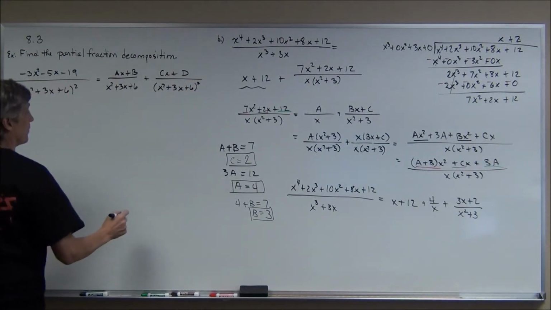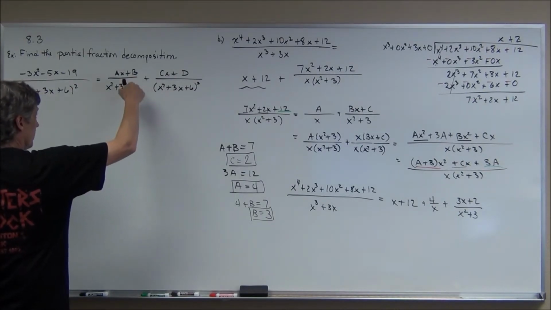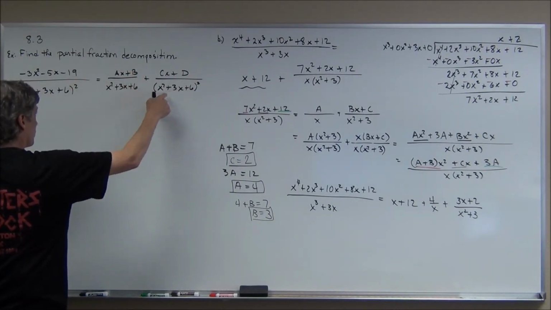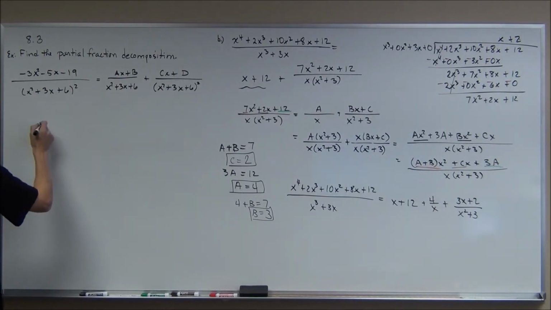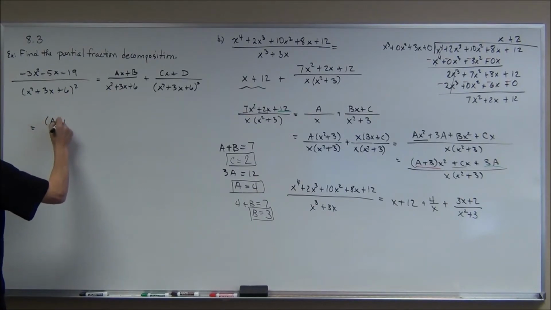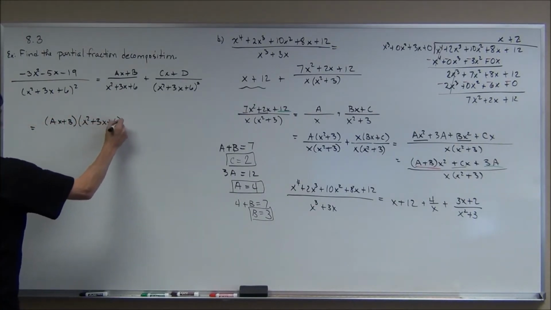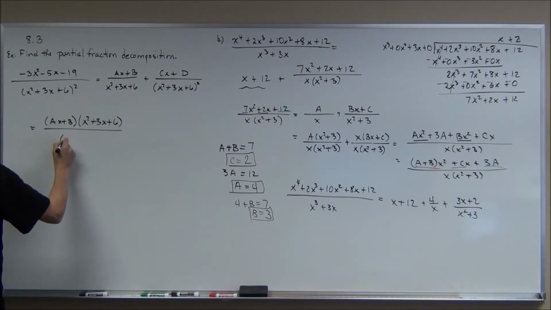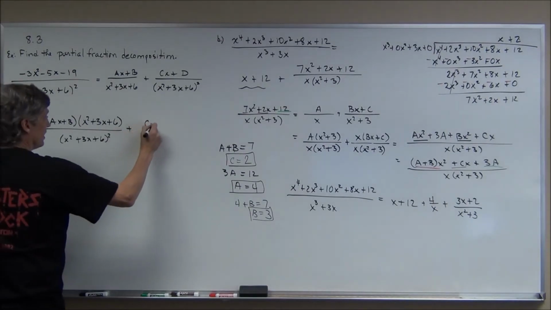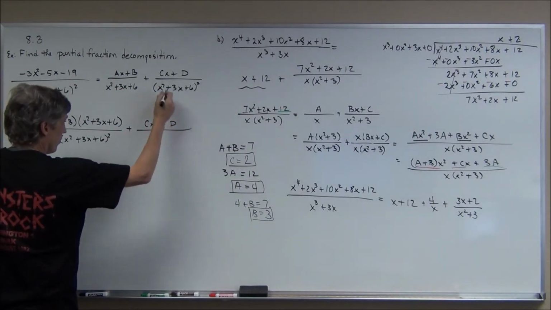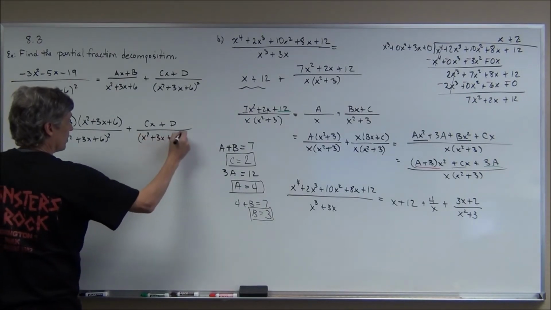Buddy, let's see what happens. I have to get a common denominator, which would be this. So I need to multiply top and bottom by a factor of x squared plus 3x plus 6. So this is going to equal, I'm going to bring it way over here, (ax plus b) times (x squared plus 3x plus 6) all over (x squared plus 3x plus 6) quantity squared, plus (cx plus d) all over (x squared plus 3x plus 6) quantity squared.